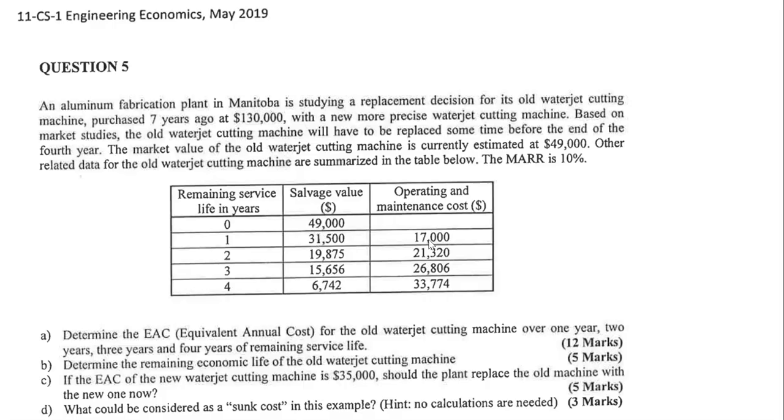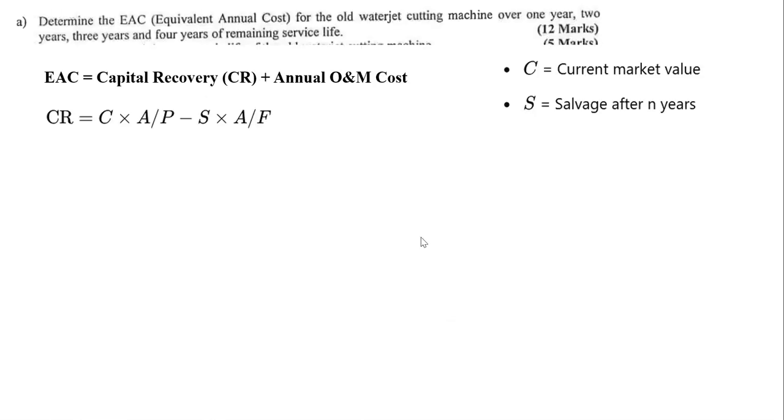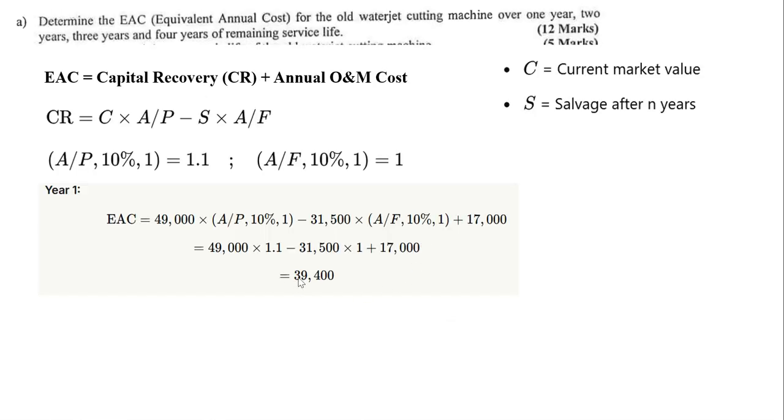We have to change it to annual cost. Changing something from future to annual, present to annual, and this is the operation and maintenance cost, which is already annual, so we do not have to change it. We have to calculate the difference between these two and add it to this number. So the total value for year 1 would be 39,400. We'll do the same for years 2, 3, and 4.